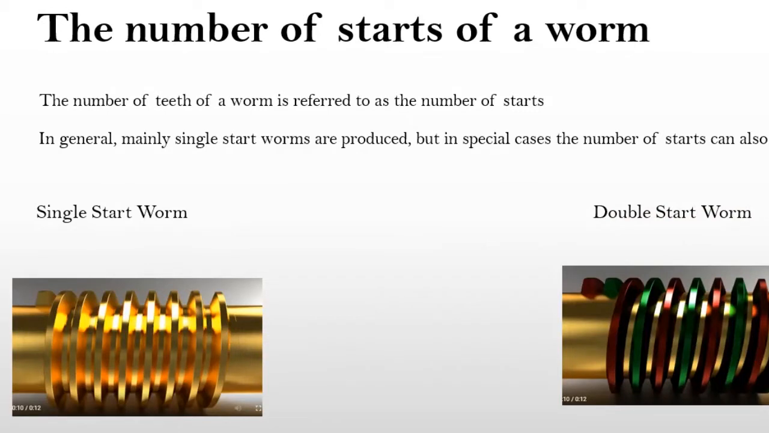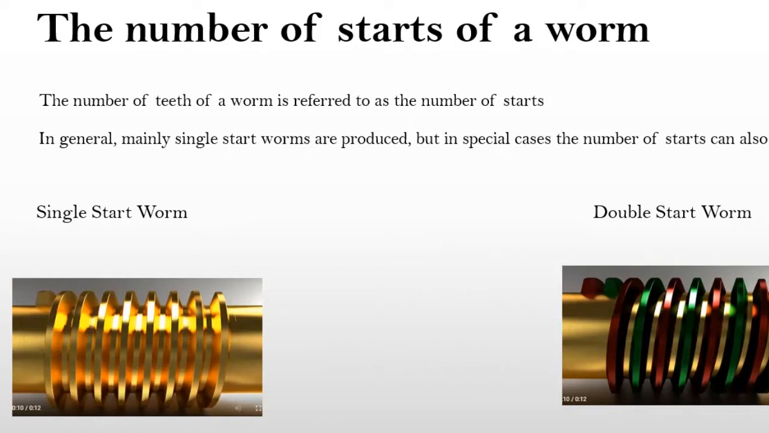Normally the number of the teeth of the worm is referred to as the number of the starts. But how we define the teeth is quite different. It's not the same as spur gears or helical gears, but it's quite similar. The manufacturing method and the nomenclature are quite different. That's why we introduced the term starts.